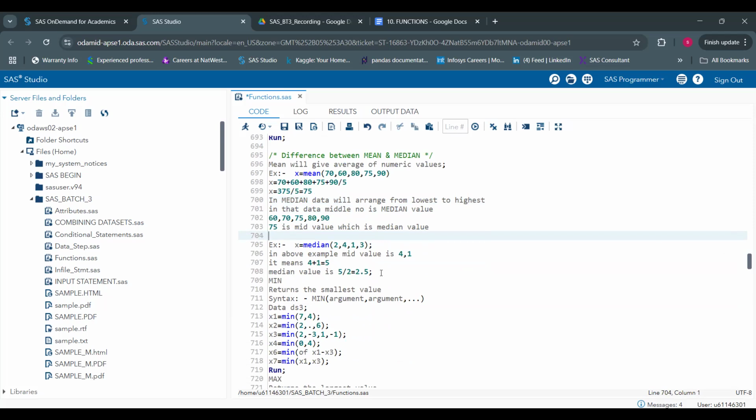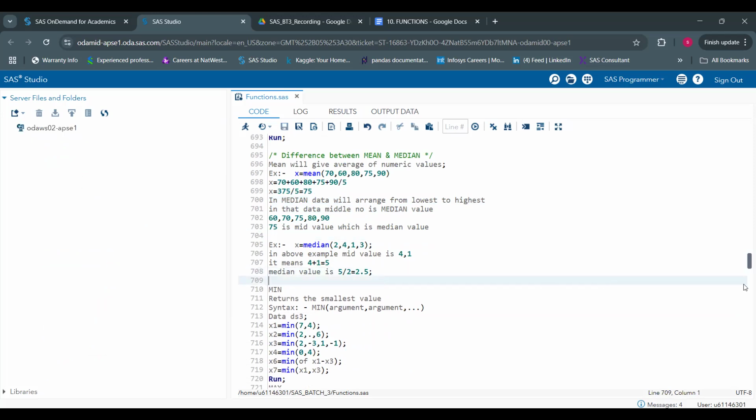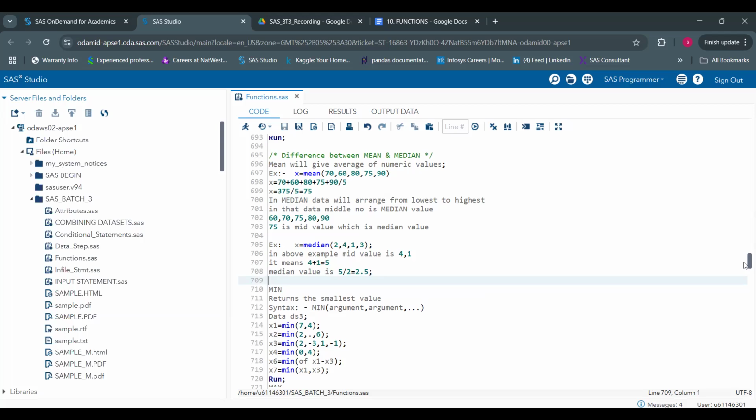Next one. And now minimum. Minimum value. Minimum function.